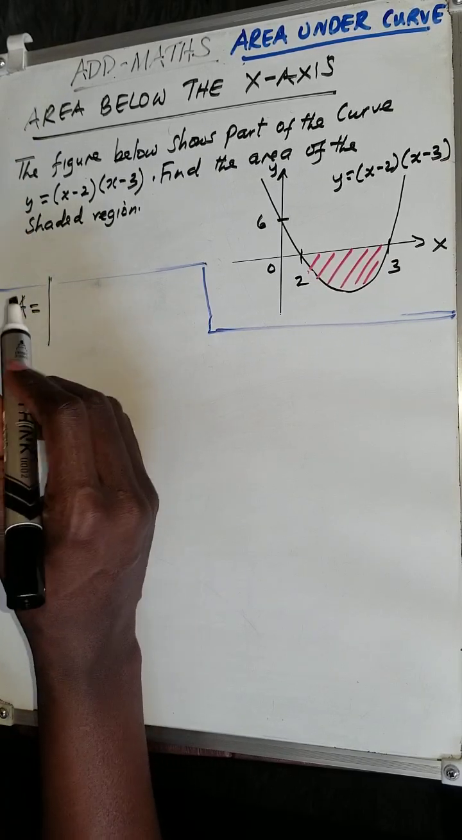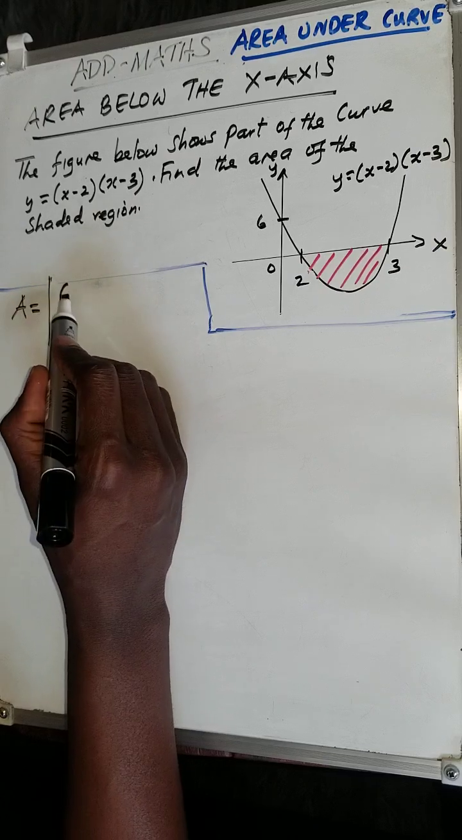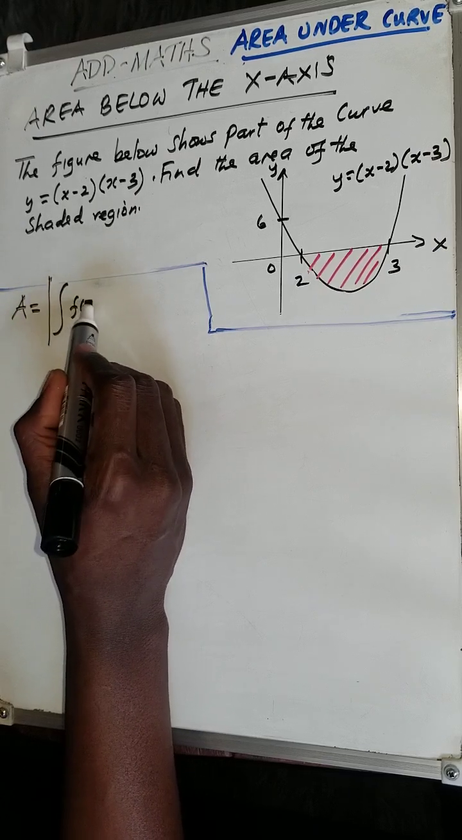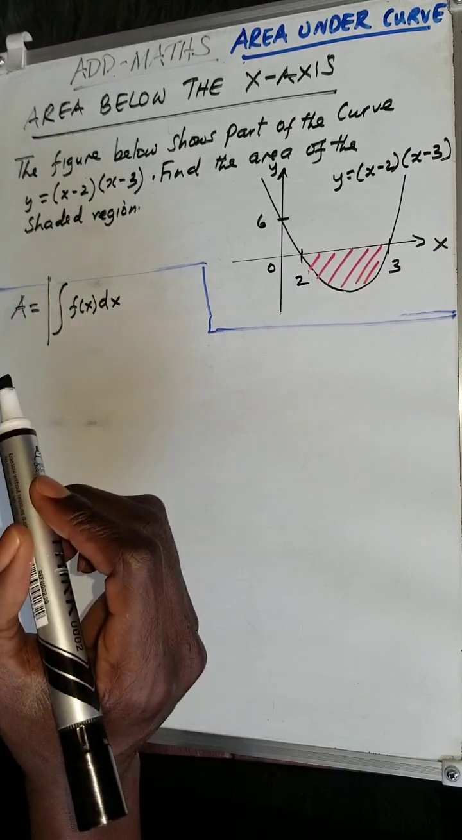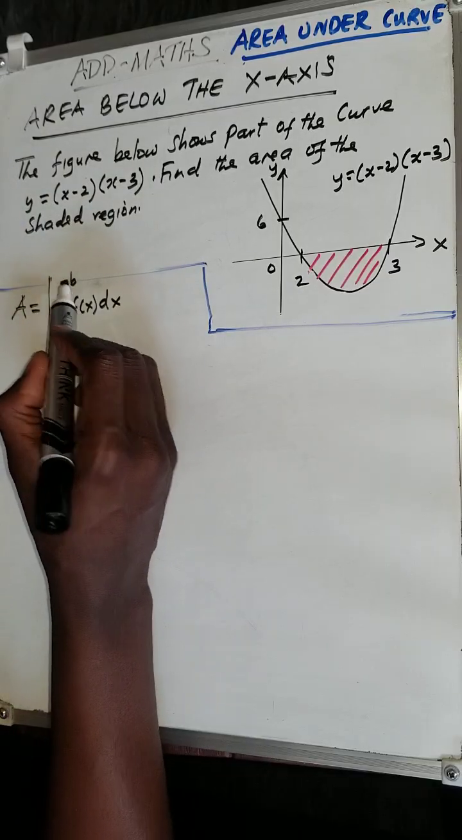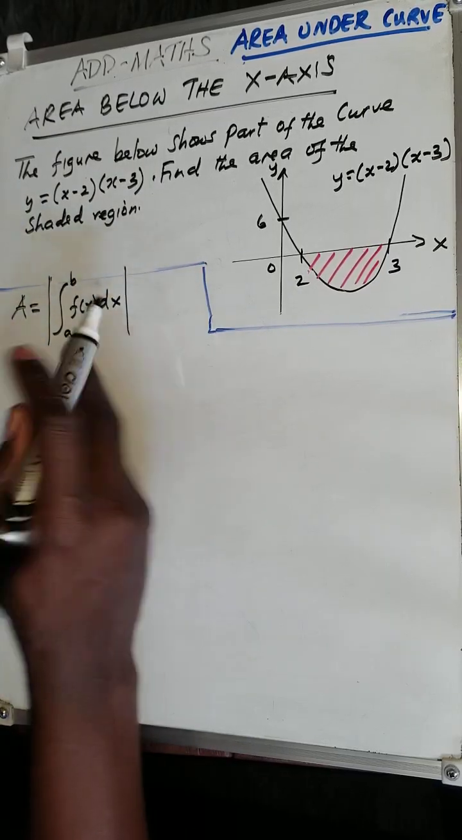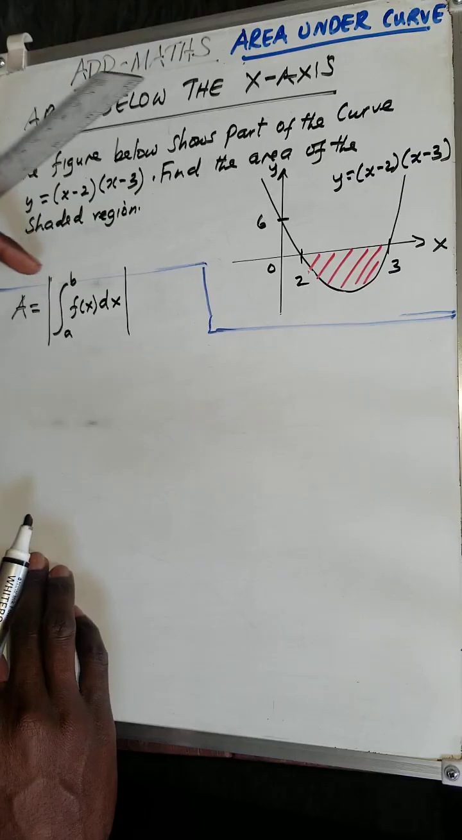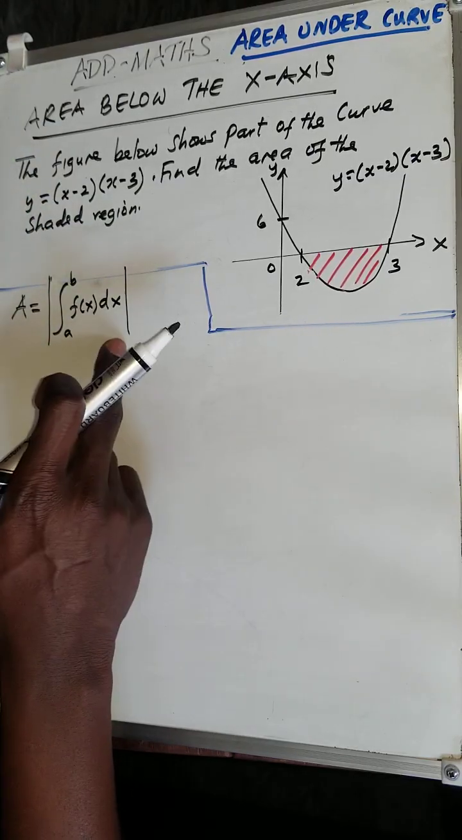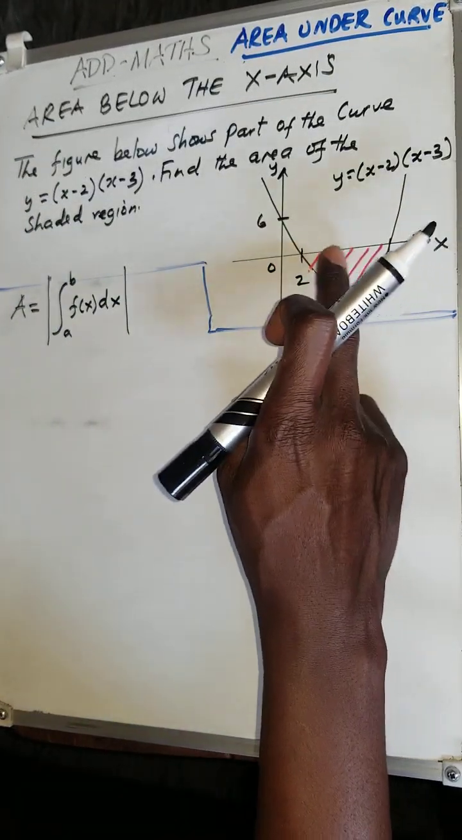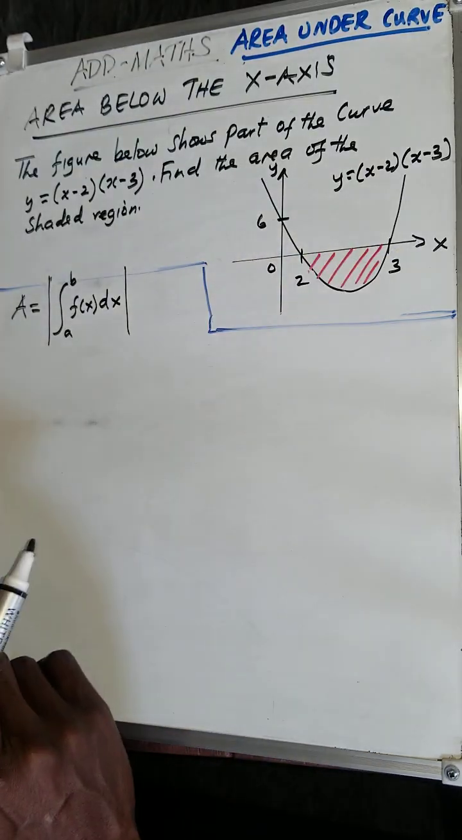So to account for that negative, because it is below the x-axis, normally the area is given by the modulus of the integral of the function f of x with respect to x, where a and b are your limits. This is put in a modulus because the modulus will get rid of the negative, since when you find the area it gives you a negative.